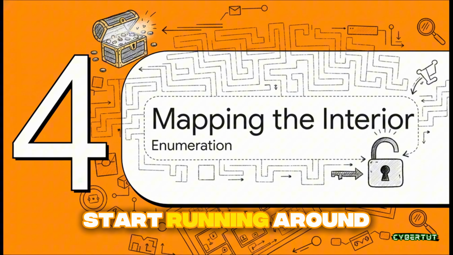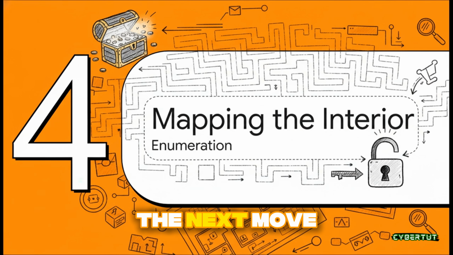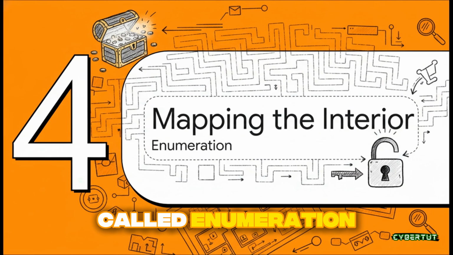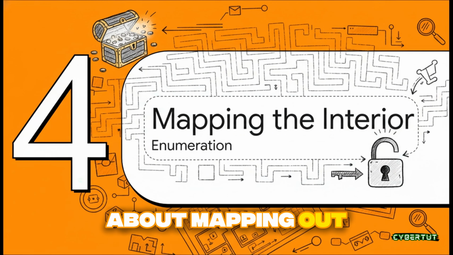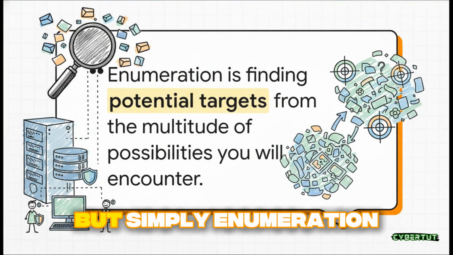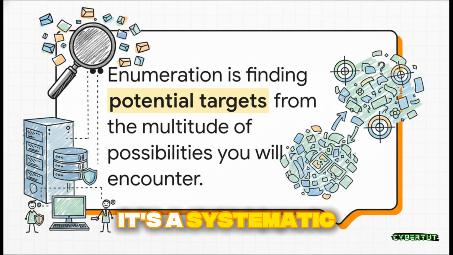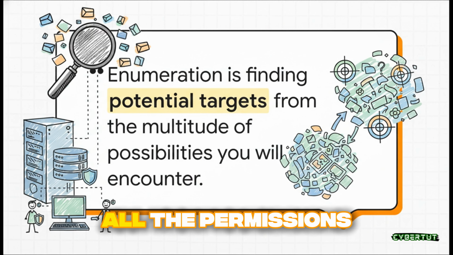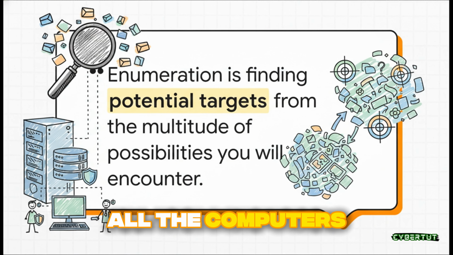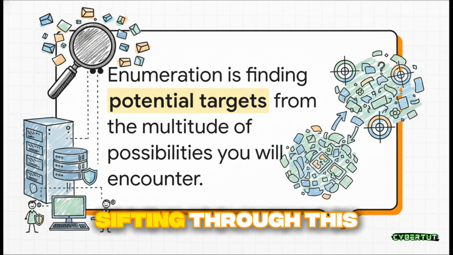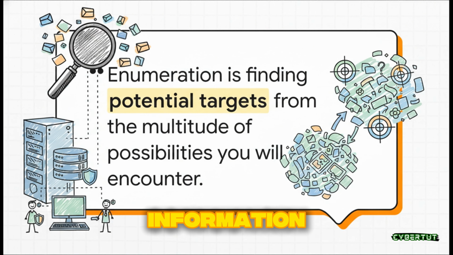You can't just start running around blind, right? The next move is careful reconnaissance from our new vantage point. This phase is called enumeration, and it's all about mapping out this new territory. Put simply, enumeration is just intelligence gathering. It's a systematic way of finding all the users, all the permissions, all the computers, and all the valuable data in this new network we've just found. We're basically sifting through this mountain of new information to find our next high-value target.